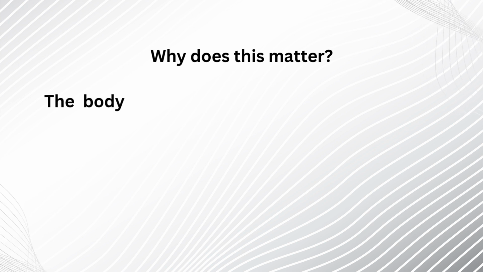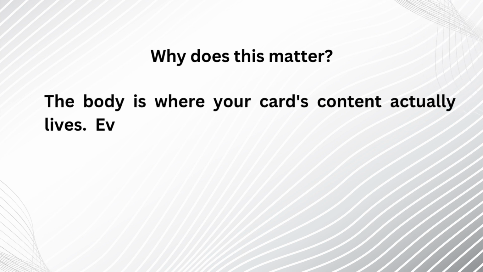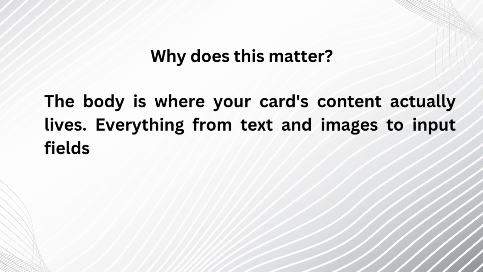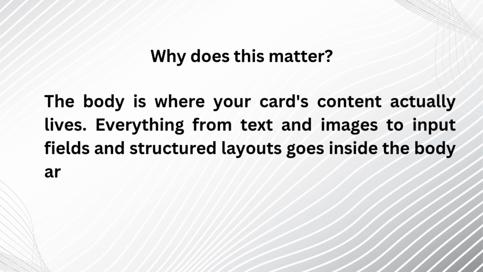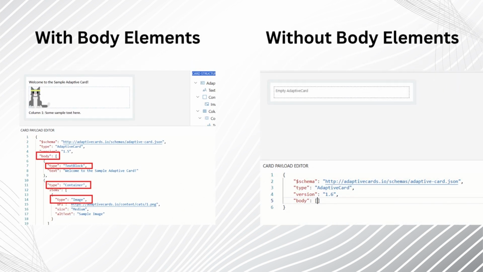The body is where your card's content actually lives. Everything from text and images to input fields and structured layouts goes inside the body array. Think of the body as the canvas where you paint your card's visual experience. Without elements in the body, your card would be completely empty, just a blank space. So whenever you're building a card and want to add visible content, you'll be working with the body property.